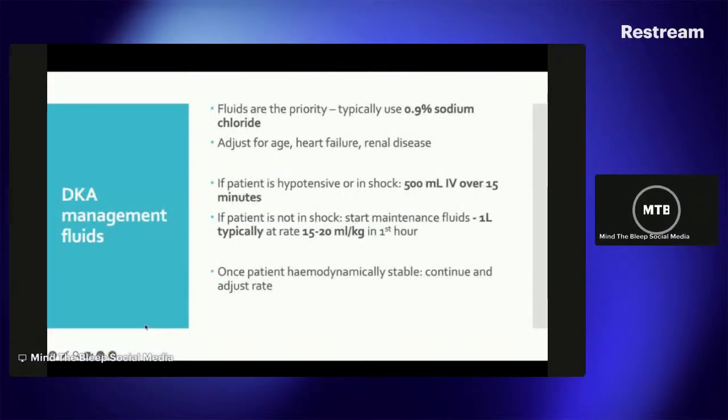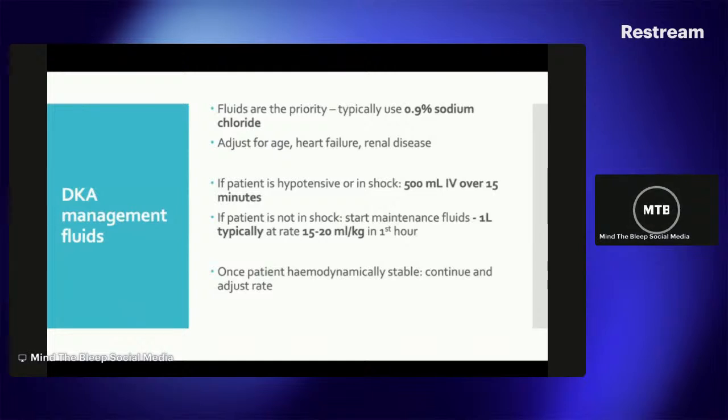Now, in terms of management, we prioritize fluids. So we'll start off with the fluid management, and then we'll move through each subsequent step. So we typically use 0.9% sodium chloride, and we'll adjust the volume based on the age of the patient, if the patient's in heart failure, renal disease. These are all examples of when you would have a reduced dose compared to normal.